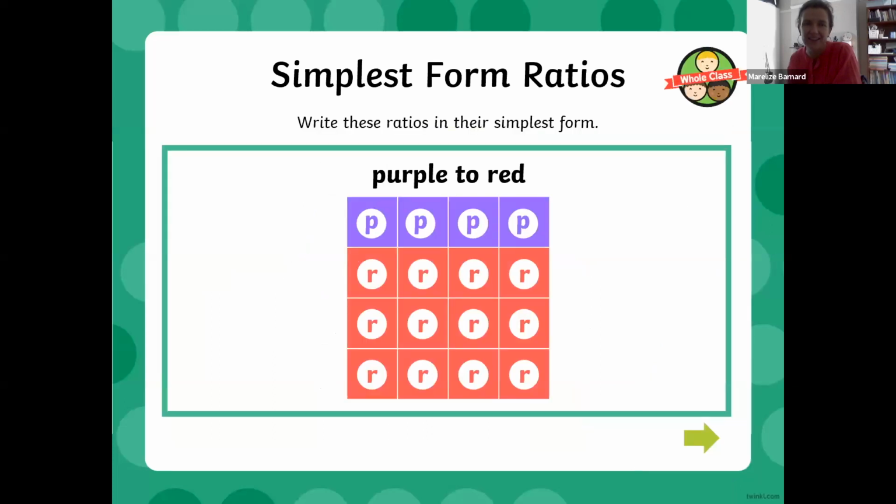I see a yay. Okay, let's try another one. Yes, purple to red. So we've got 4 purple and 12 red. So the ratio is 4 to 12. That's right. Put that in the chat first. What is the ratio of purple to red? It's 4 to 12.